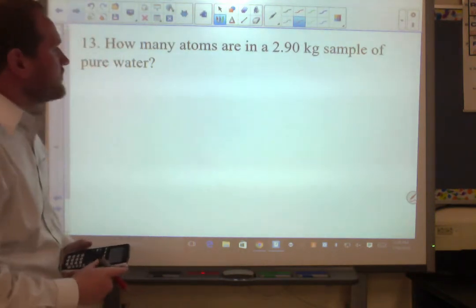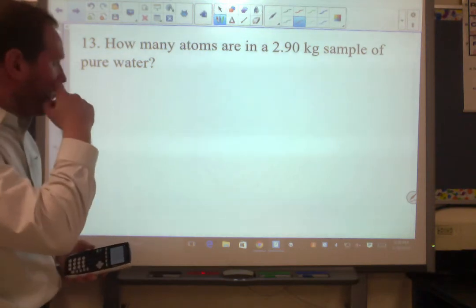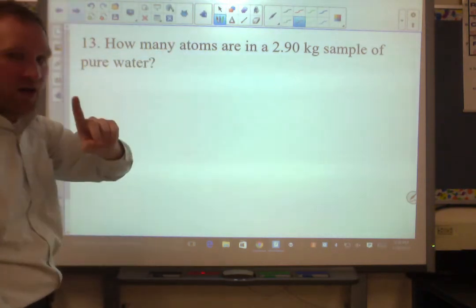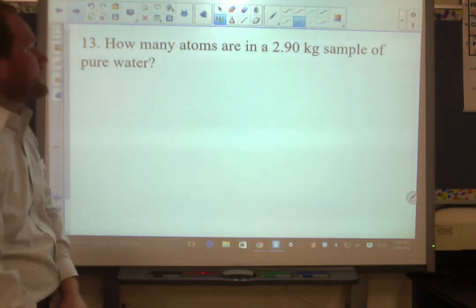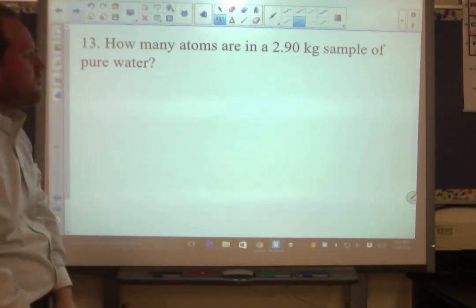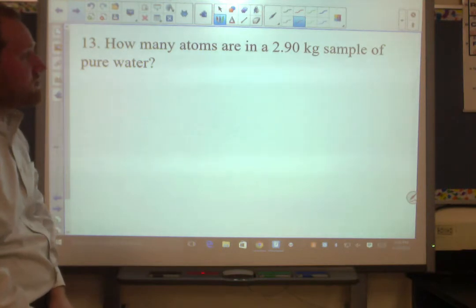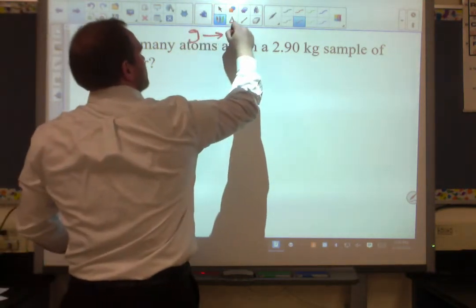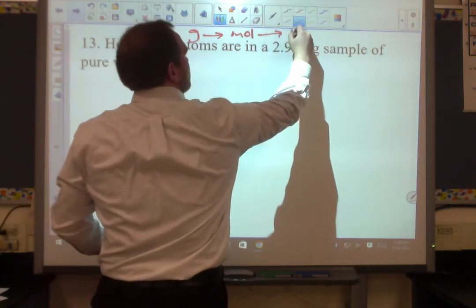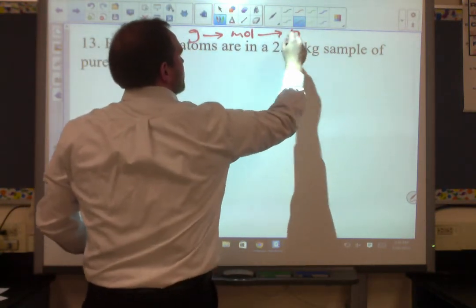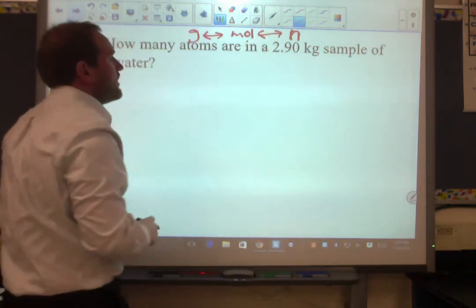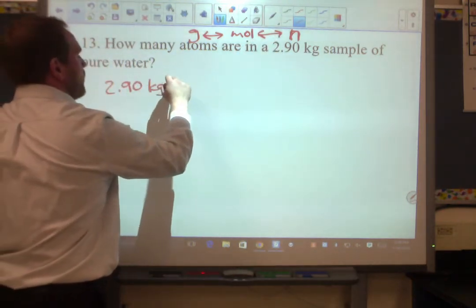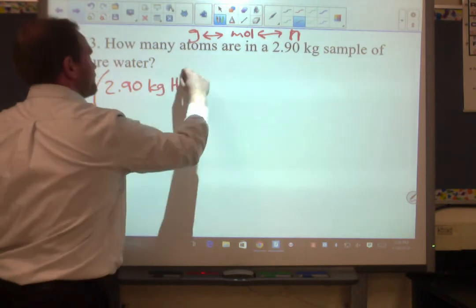Question 13. How many atoms are in a 2.90 kilogram sample of pure water? Tricky question, because I'm asking atoms, not molecules. All right, so this is going to be another one of those grams to moles to number of particles problems. But in this case, oh yeah, it's not grams, it's kilograms. So again, grams to moles to number of particles, I'll just call that N. Okay, and these can of course go backwards. So I'm starting with 2.90 kilograms of water. I'm going to call that H2O.